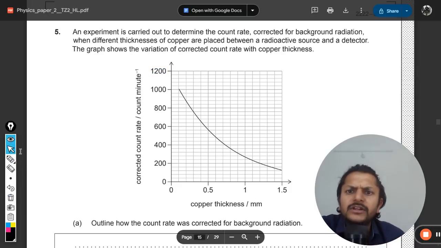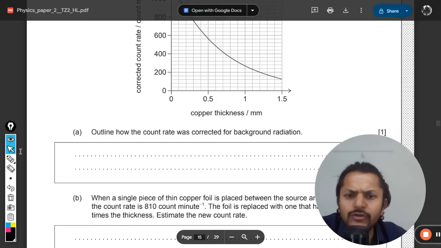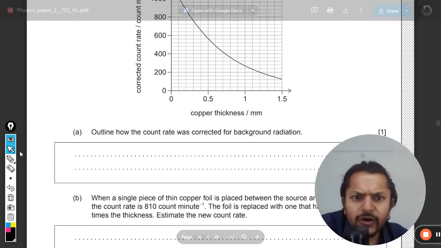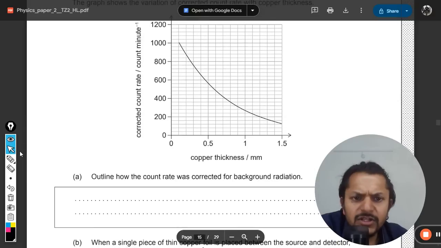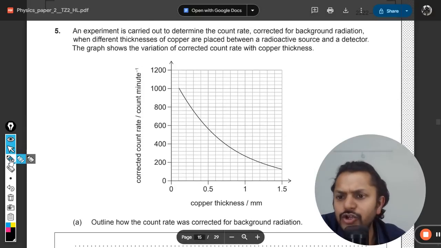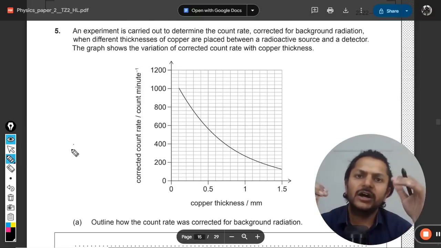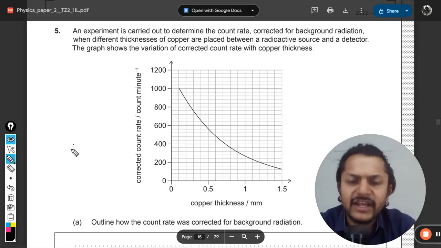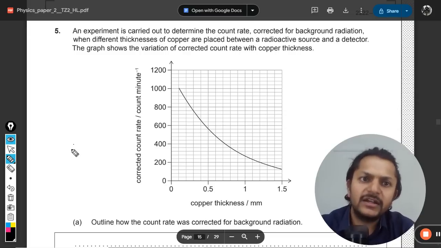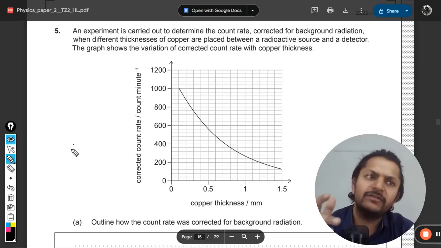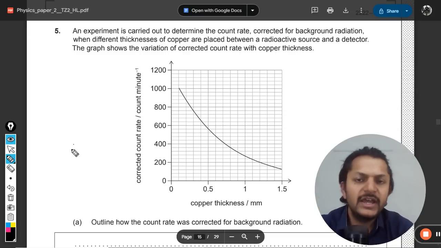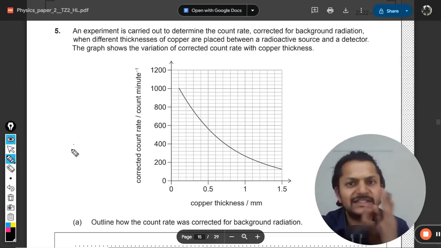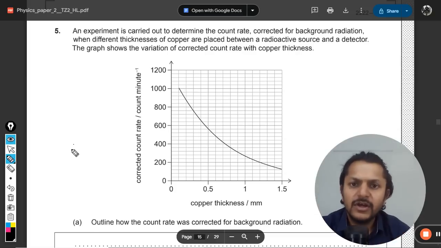Okay, so it is corrected from the background radiation. Outline how the count rate was corrected for the background radiation. So the only method to do that is that you first record the radioactive activity with the help of a device, and you create a graph there. And the background activity that is recorded is subtracted from each and every point on the graph.